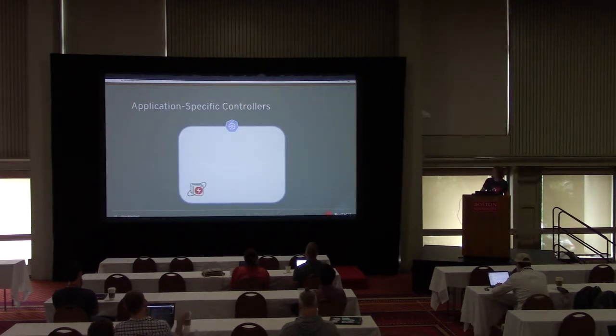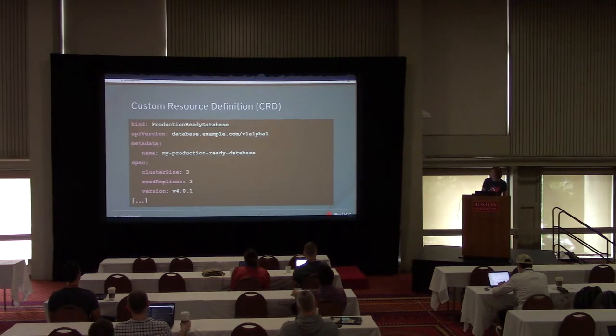All right, so here's another way of kind of visualizing it. The white rounded rectangle is your Kubernetes cluster. This thing down here on the bottom with the red circle and the lightning bolt symbol is your controller. So it's sitting there, it's just watching and waiting. And then we're going to have our custom resource. So you can see here, instead of kind being pod, like we saw at the very beginning, instead of being one of those built-in primitive types, it's production-ready database in this case.